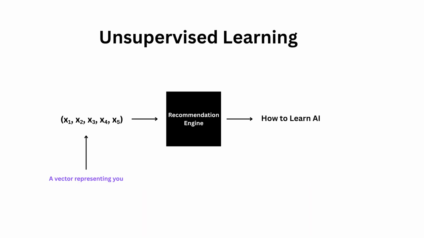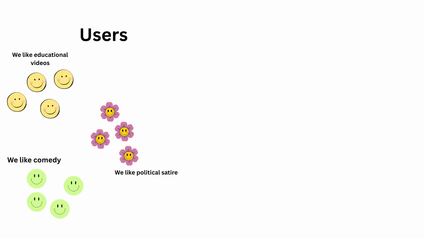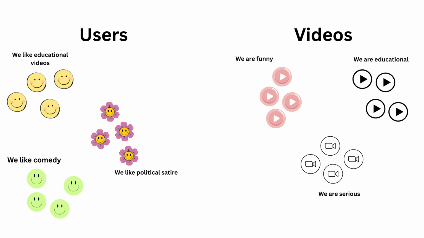Unsupervised learning is a key component in many recommendation engines. How does a recommendation engine serve up the perfect video for you to watch next? It needs many things, and we'll talk about 2 of them. First, it needs to know which users you're similar to. Second, it needs to know which videos are similar to each other.